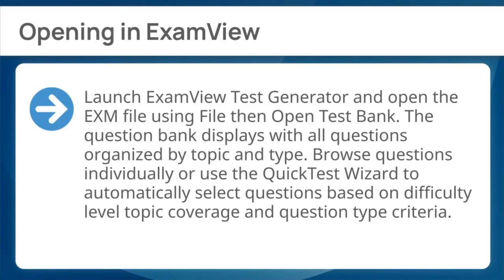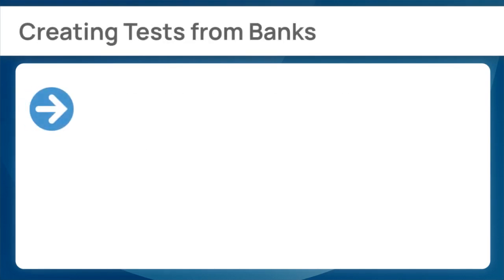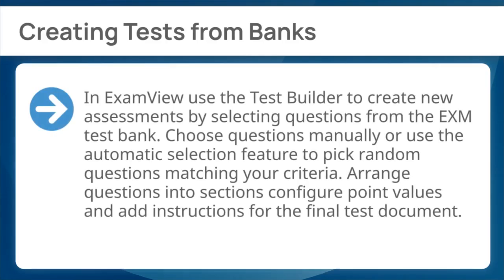Browse questions individually or use the Quick Test Wizard to automatically select questions based on difficulty level, topic coverage, and question type criteria. Next, creating tests from banks. In ExamView, use the Test Builder to create new assessments by selecting questions from the EXM test bank. Choose questions manually, or use the automatic selection feature to pick random questions matching your criteria. Arrange questions into sections, configure point values, and add instructions for the final test document.